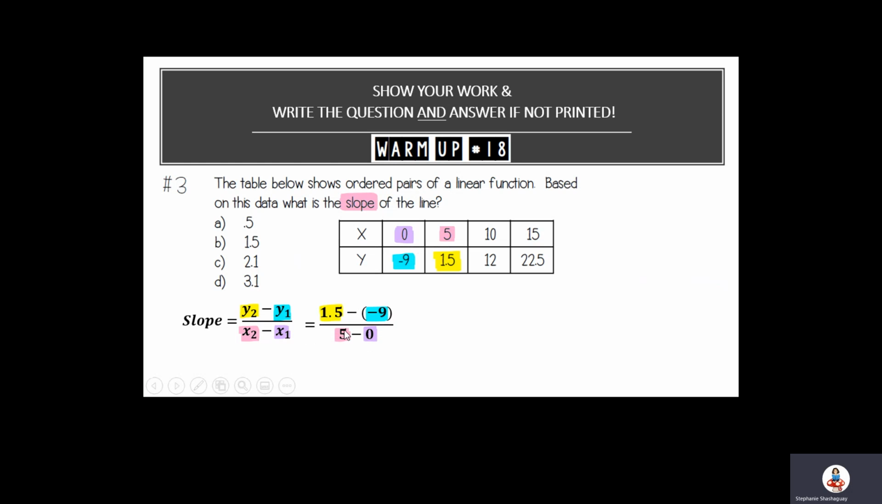Now when I fill in all these values and I subtract, so what happens when I subtract a negative? I'm going to really be adding. So I end up with 10.5 divided by 5. Okay, if you don't have a calculator for this, you should still be able to estimate how many times 5 goes into 10. Well, 5 divides into 10 2 times, and then you have 0.5 divided by 5, which will give me 0.1. So my answer here is C, 2.1. So that's the slope of this linear equation here.